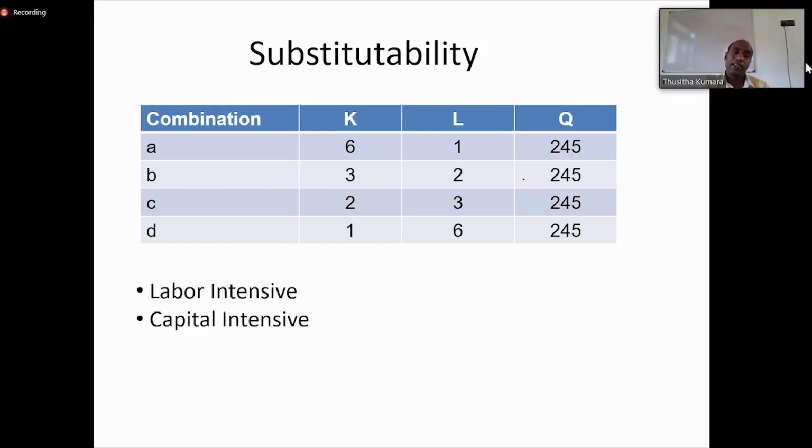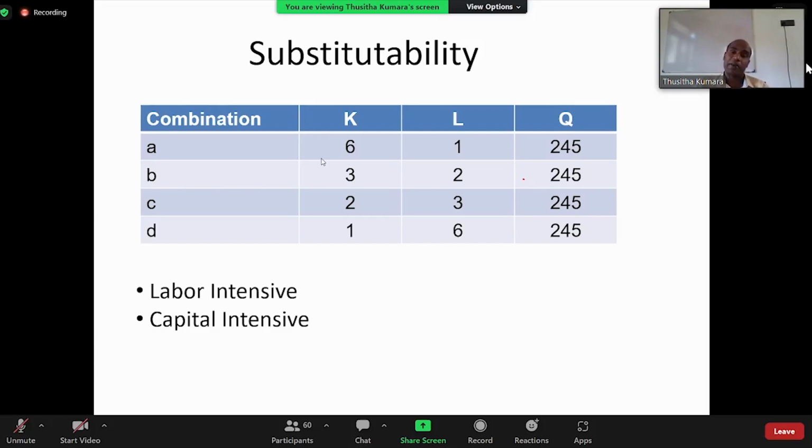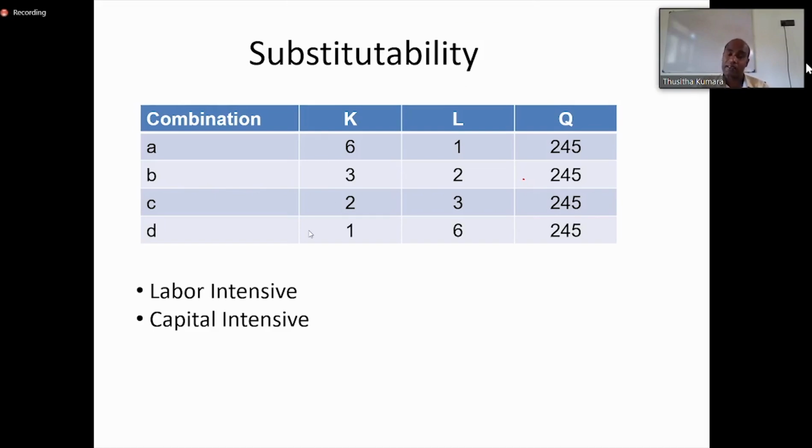Right? Then, depending on the amount of capital and labor we are employing, we can say whether we are using a capital intensive production process or a labor intensive production process. If you are using more capital, like combination A having more capital and less labor, output is 245, we say it is capital intensive. We are using more capital in the production process. So it is capital intensive.